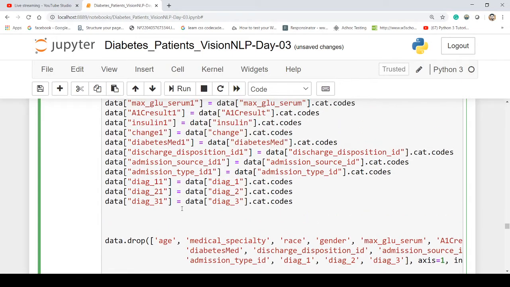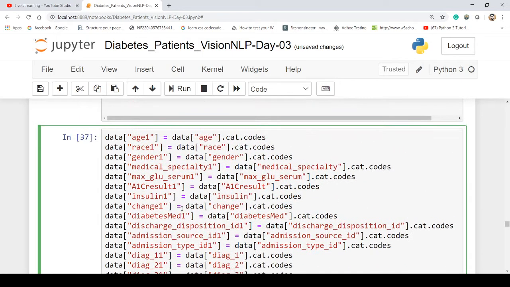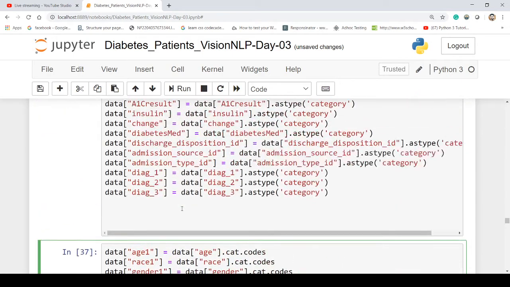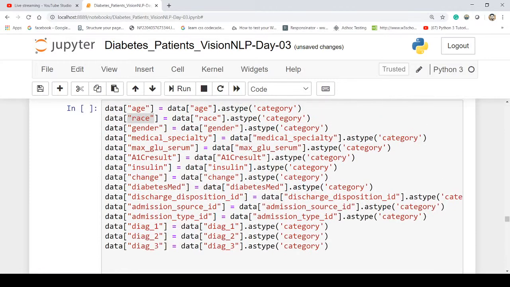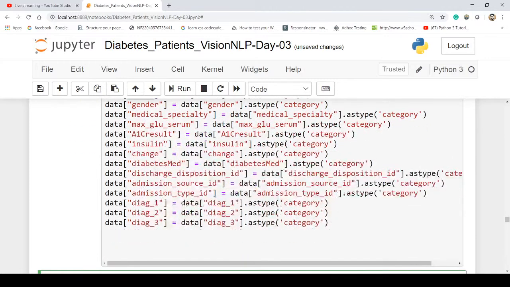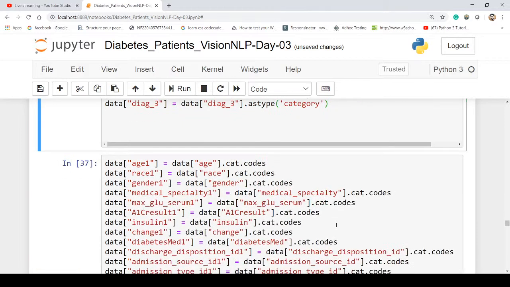I think this column has already been dropped, so that is why it is showing an error, because I am running this code a second time. Okay, no. First I have to do this.